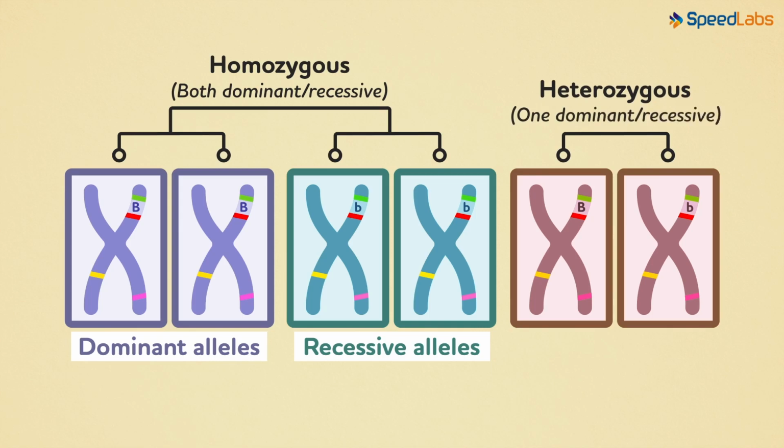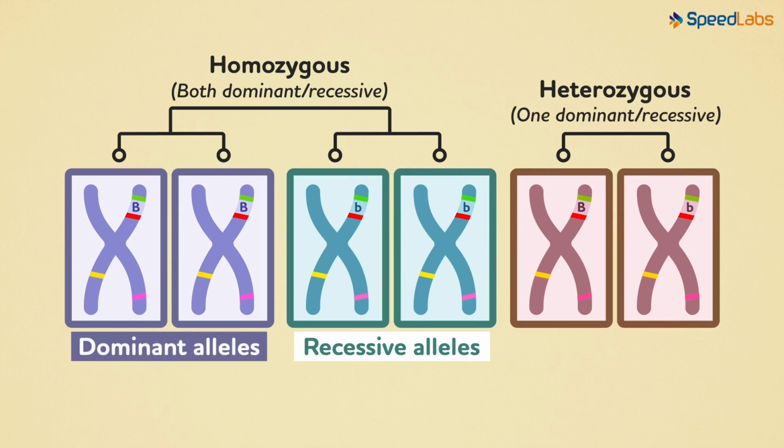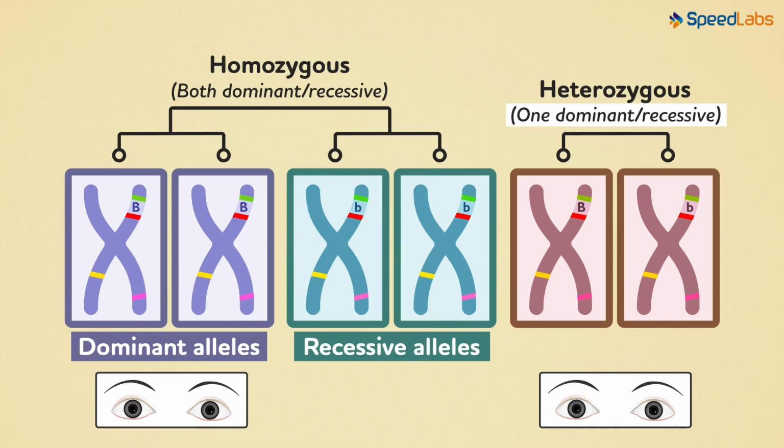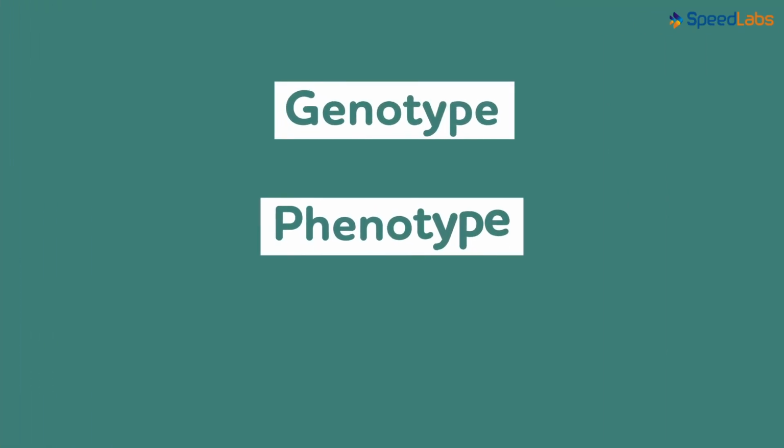So can you help me guess the phenotypes of these individuals? This one has both the dominant alleles. So this person's phenotype will be black-colored eyes. This one has one dominant and one recessive gene. And we know that dominant genes express themselves in heterozygous forms. So here, this individual's phenotype will also be black-colored eyes. And lastly, this person is homozygous for the recessive alleles. That means the recessive alleles will be expressed. As a result, this person's phenotype will be blue eye color. This is how alleles help us determine the genotype and the phenotype of the organisms.